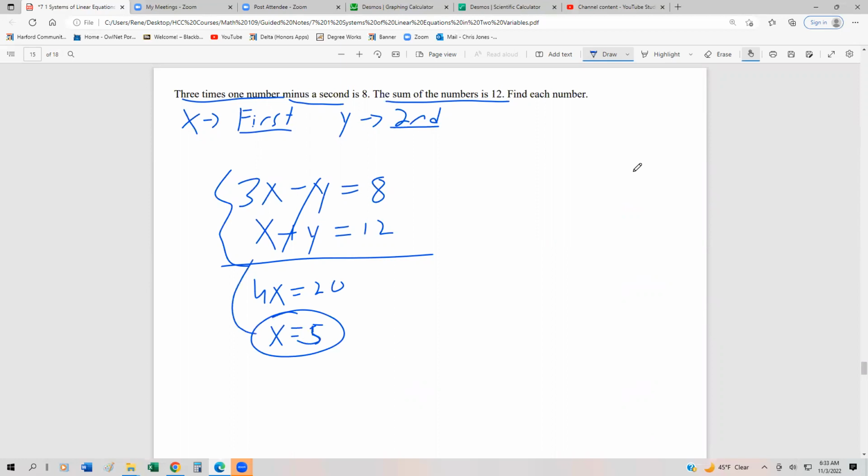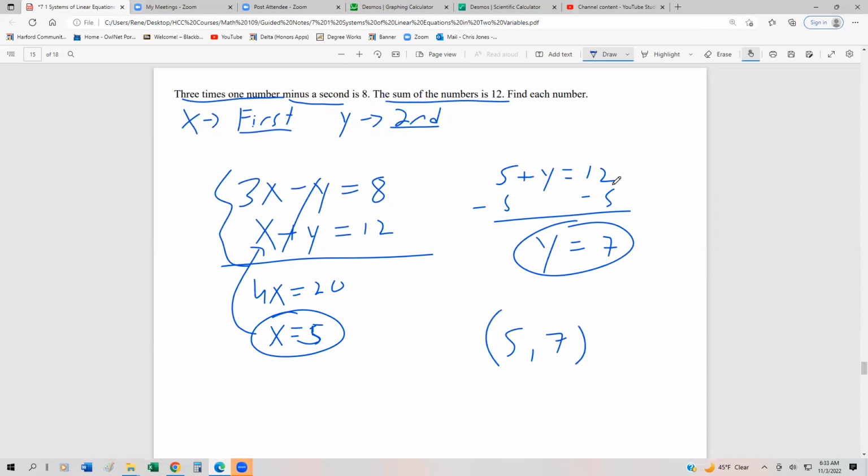Again, we're going to substitute into the easier of the two equations for the back substitution. We get 5 plus y is equal to 12. We subtract 5 from both sides, and we get y is equal to 7. As an ordered pair, 5 comma 7. So it's really easy for us to work on these sorts of applied problems, especially with the number types.